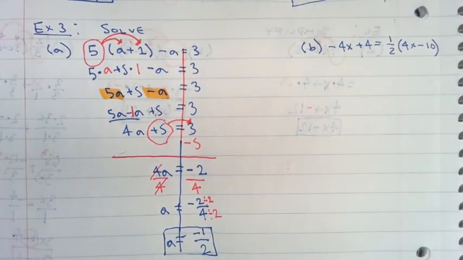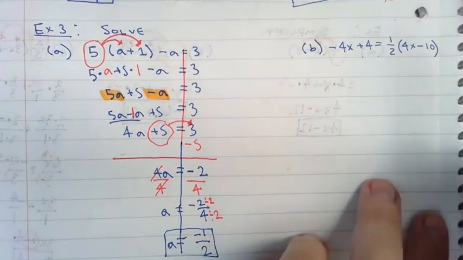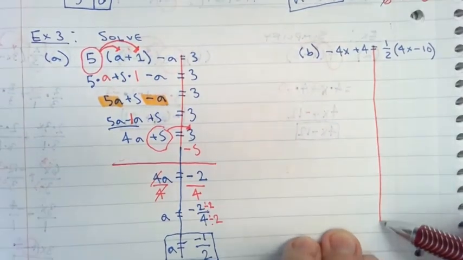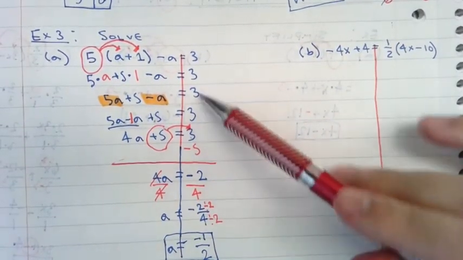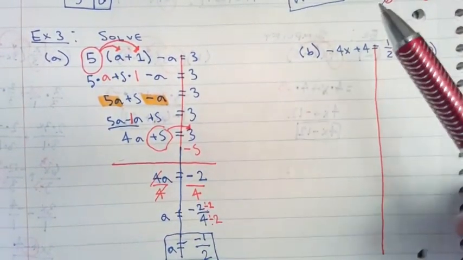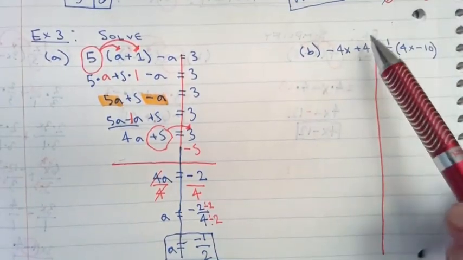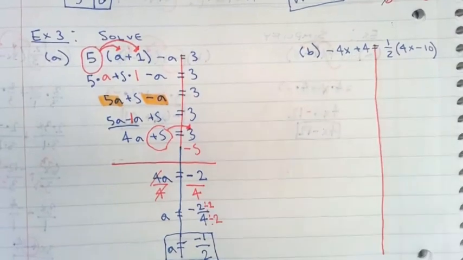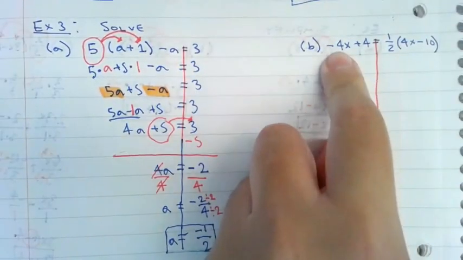Okay, let's go to B. So now they give you negative 4x plus 4 equals 1/2 times 4x minus 10. Again, first things first, draw your line. And I will draw it as long as possible, because you've already seen how many steps it takes, so you want to make sure that you have enough space for that. Okay, left side, negative 4x plus 4. You'll notice that negative 4 is by itself, and your 4 is by itself.